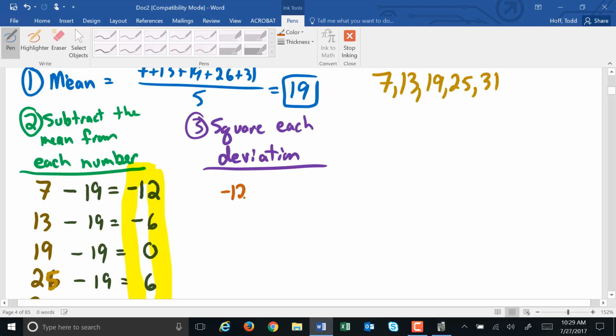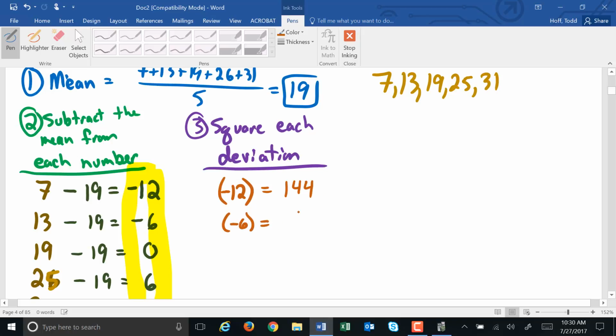So when you do this on your calculator, be careful. Remember, a negative number, when you square it, has to go in parentheses. It has to give a positive result. Negative 12 squared better be a positive 144.